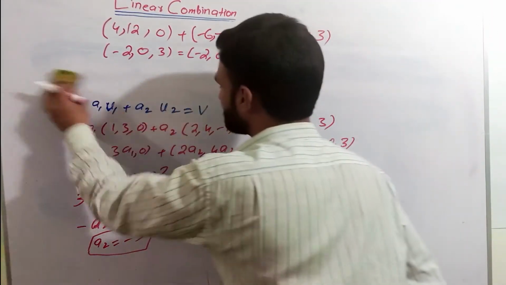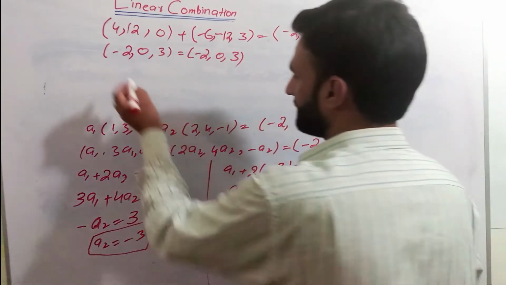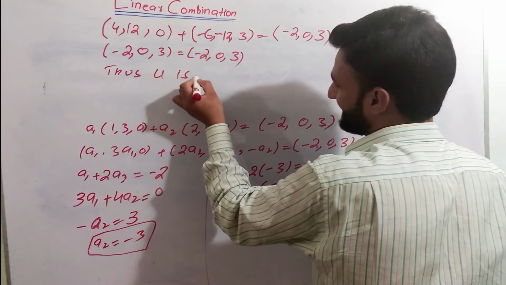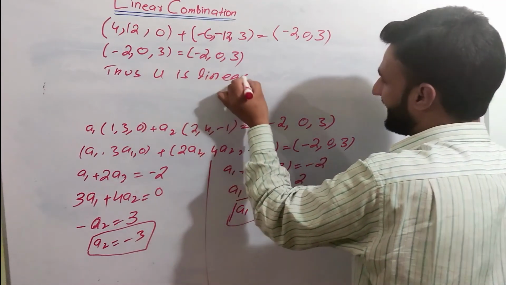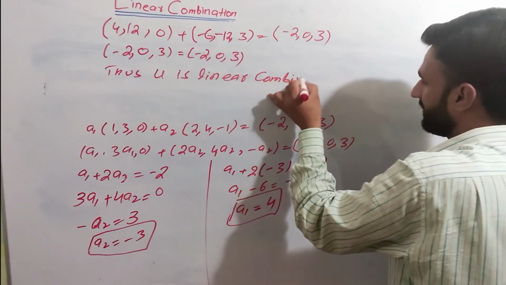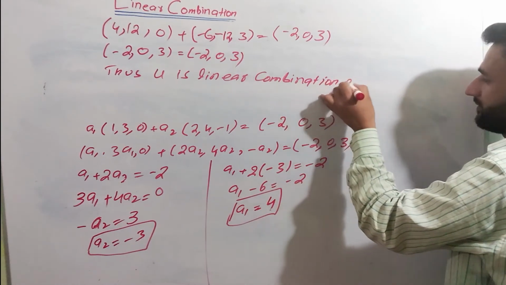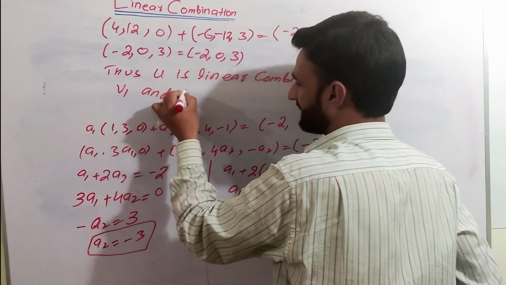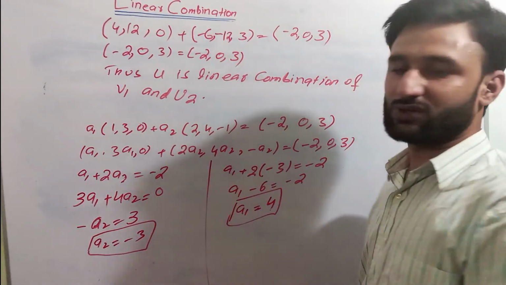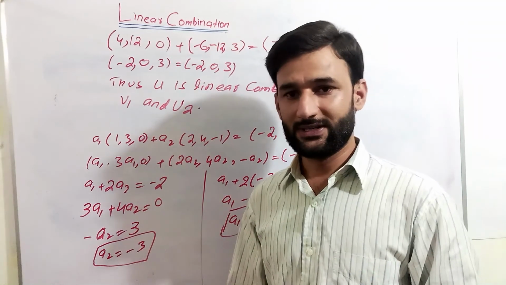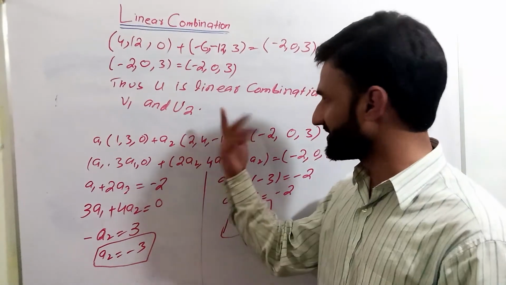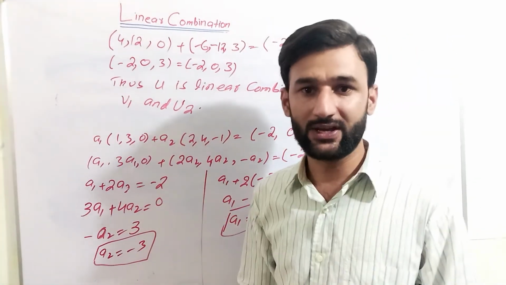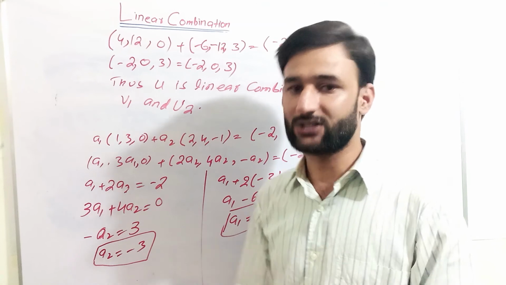So we can write, thus u is a linear combination of v1 and v2. So this is the way you can find the linear combinations of any vectors. If the left hand side is equal to the right hand side, it means it is a linear combination, otherwise not.